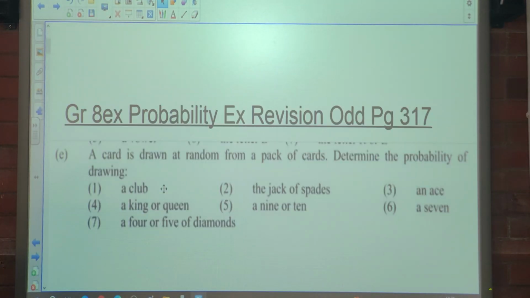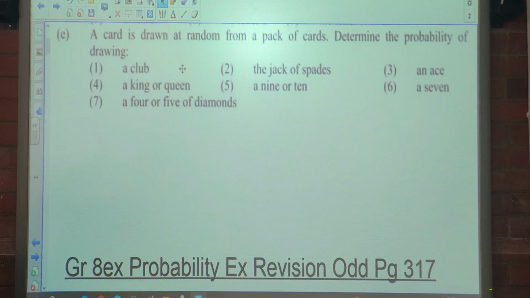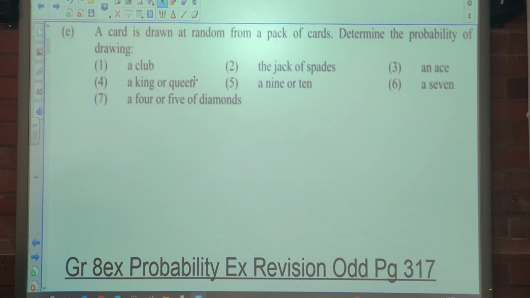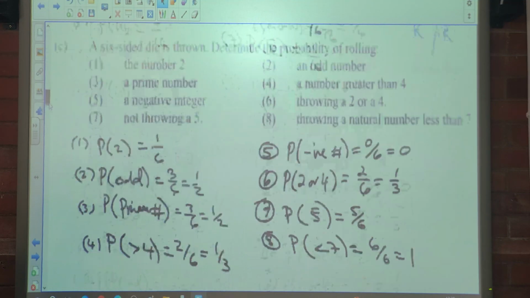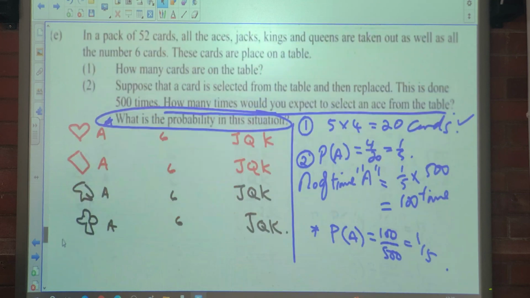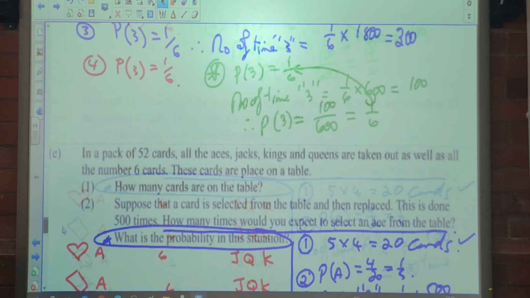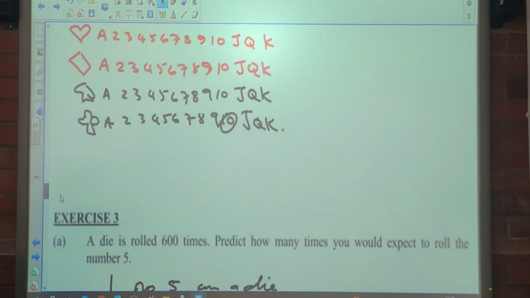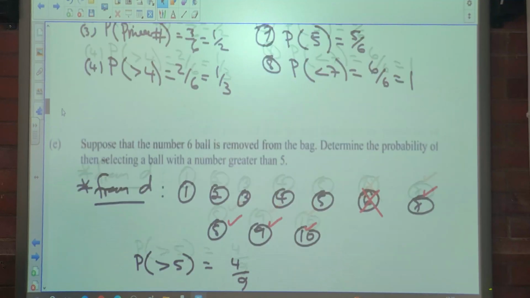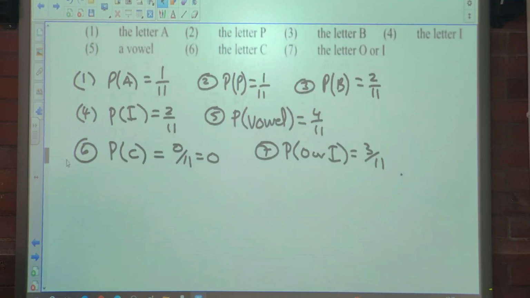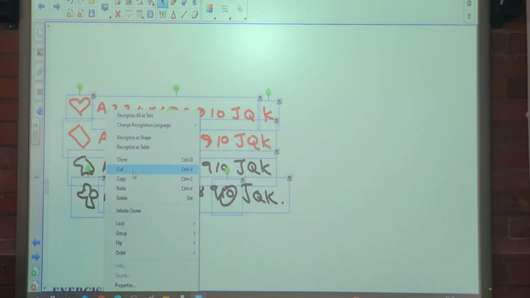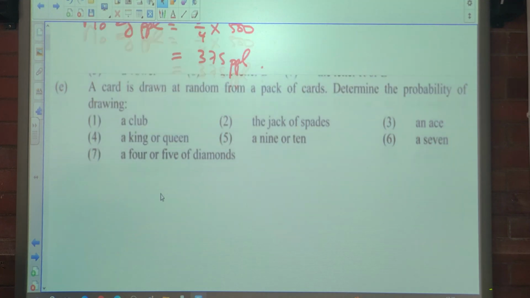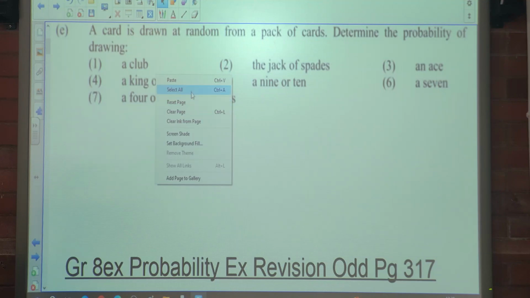That's C. Let's look at E. A card is drawn at random from a pack of cards. So we need our cards again. These are cards. Didn't we draw cards before?